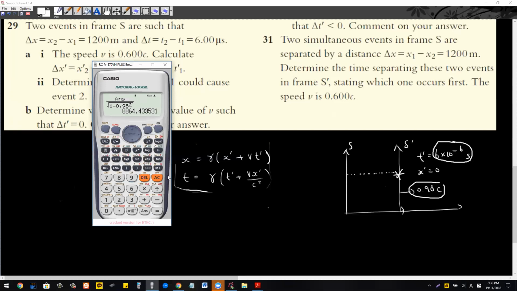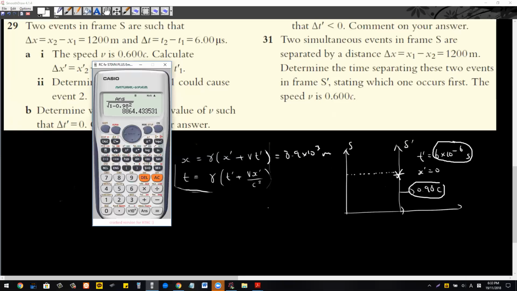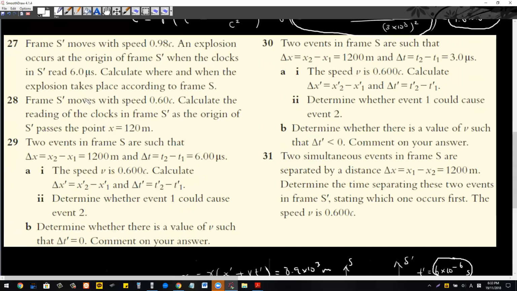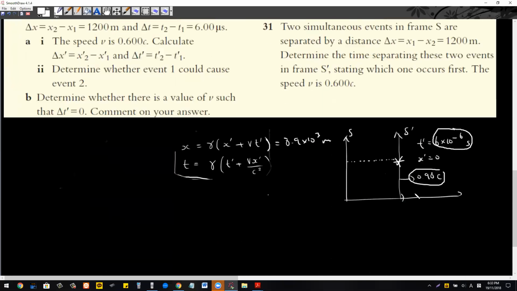So let me check the answer. That is 8.9 times 10 to the power of 3 meters. So it's about 9 kilometers according to the S frame. Okay, that's that one there. And then it says calculate when. When does the explosion occur? So let's do some guessing here. Do you think it'll be more than this time or less than this time?